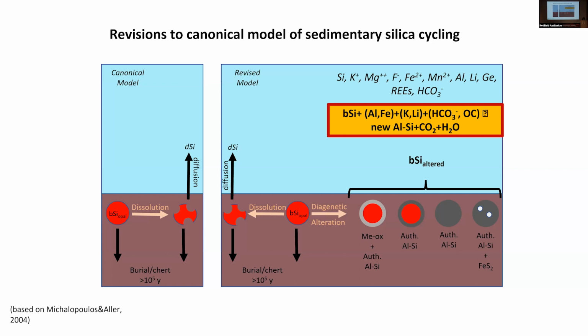aluminum, lithium, germanium. And this is really important too if you are interested in using stable lithium isotopes or stable germanium isotopes to track weathering reactions, or the history of chemical versus physical weathering. It's also really important to close the budgets of your stable silicon isotopes as well.